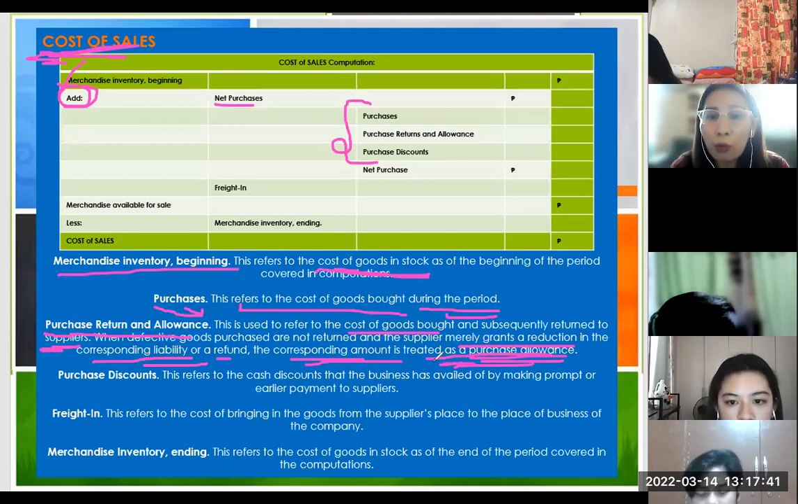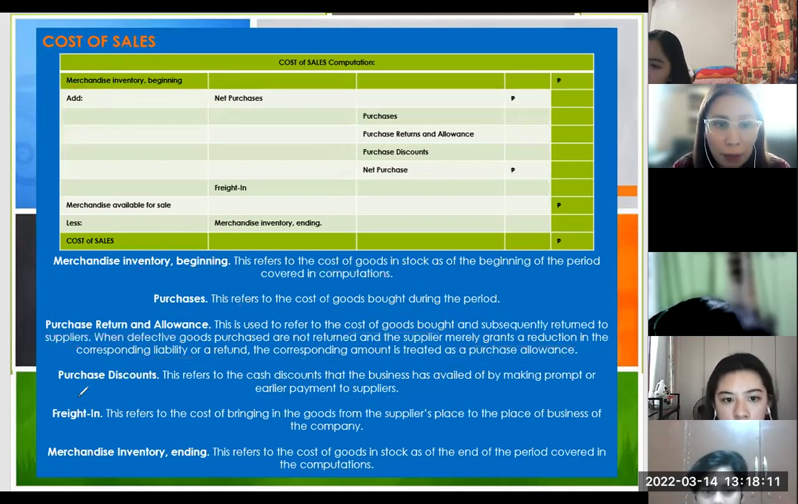Okay, purchase allowance. Kailangan mayroong budget yung business natin, on our point of view, ng specific fund or money in case defective yung products na we cannot return to the supplier. Okay? They reduce our liability. Those are called purchase allowance. Next.